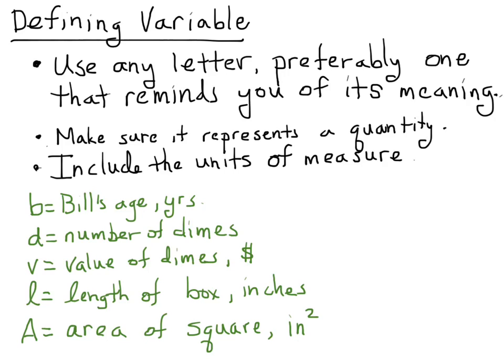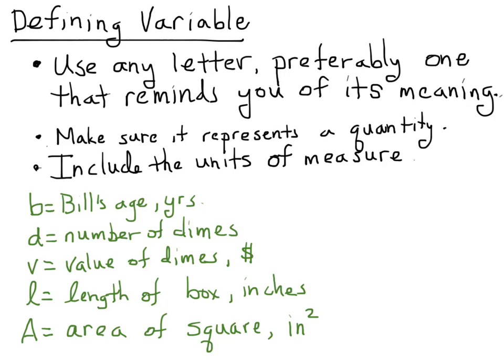And so, B is a good one for Bill's age in years, or D is the number of dimes. Now, the number of something doesn't have a unit to it. The value of dimes now does. That's in dollars, or it's in cents, or whatever. You have lengths in inches, and area in square inches, and things of that sort. So these all would be perfectly good definitions to write when you're translating expressions into algebraic expressions.